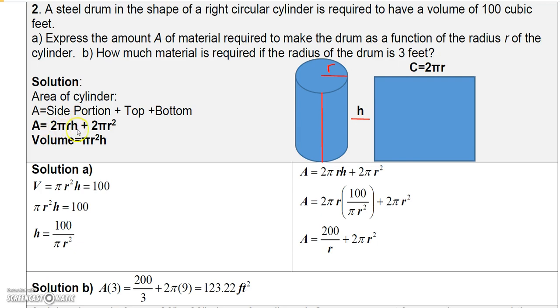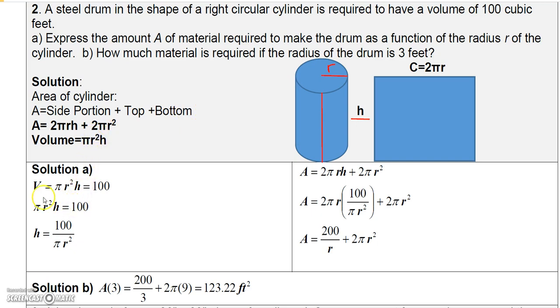and then add that to the area of the top and the bottom, which we said was 2 pi r squared, and that's our formula for area. But the problem is we've actually got two variables here. Remember, pi is a constant, but r and h are both variables. So I need a way to replace one of these variables, and that's where the fact that we know the volume has to be 100 cubic feet comes in.